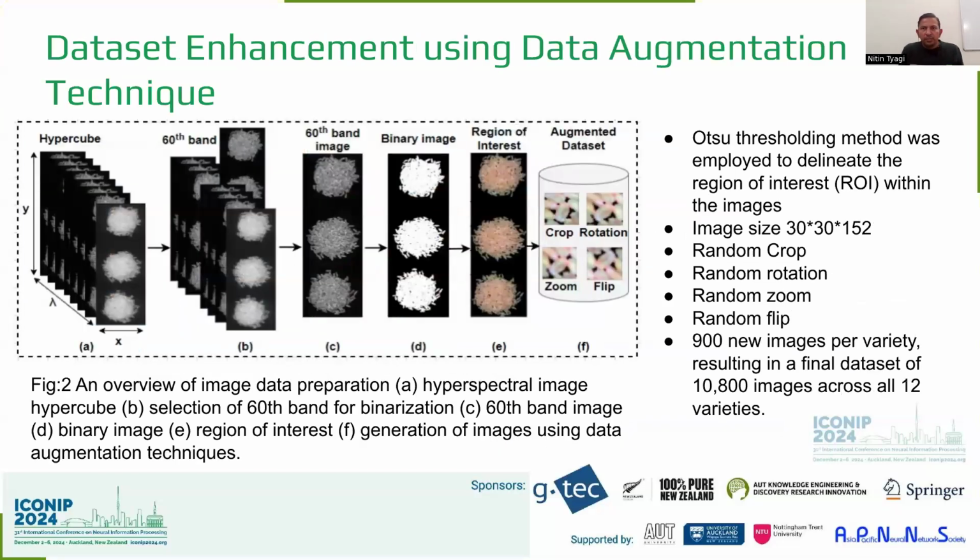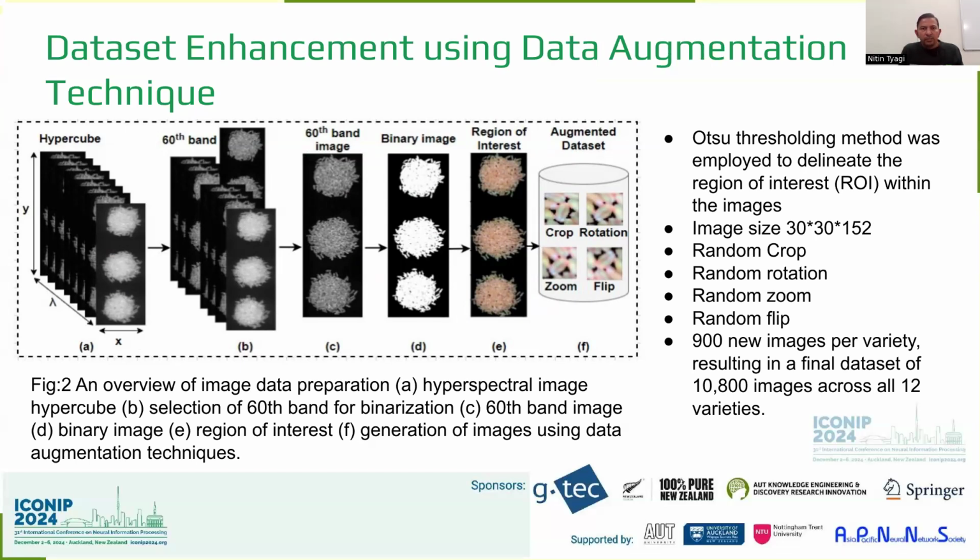Dataset enhancement using the data augmentation technique. In this study, the hypercube contained 168 spectral bands, but due to the noise in the first 10 and last 6 spectral bands, we discarded all those spectral bands. So in this study, we used only 152 spectral bands.